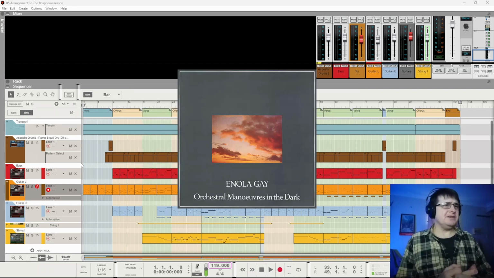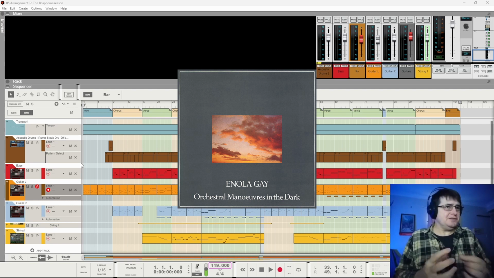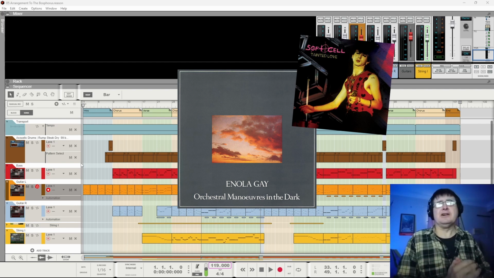At the time, OMD's Enola Gay, this was '81 or so, they actually hit with a 50s style arrangement. Enola Gay is compelling as a piece of music, totally ignoring the backstory. But its arrangement is actually a little odd if you look into it, especially for its time in the early 80s. But it's actually a 50s style song, which is not at all uncommon in the early 80s because there was a lot of rockabilly underpinning things. Tainted Love is a rockabilly song.